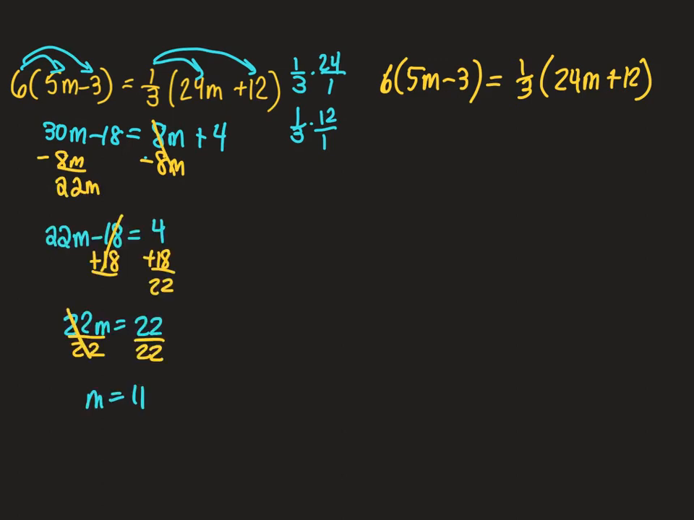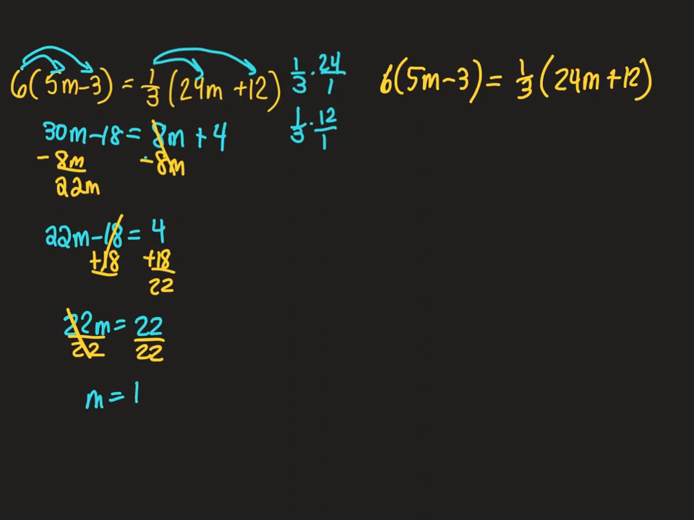And I went ahead and finished working it out. So you can see I subtracted 8m's and I got 22m's. Everything in blue is where I rewrote it. Add 18 to both sides. Divide by 22. And I got the wrong answer. 22 divided by 22 is 1.